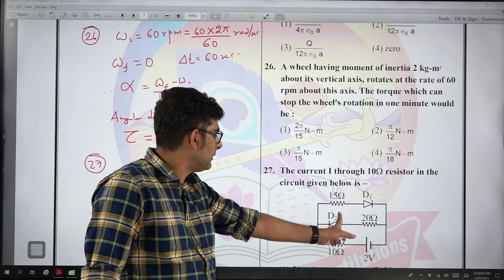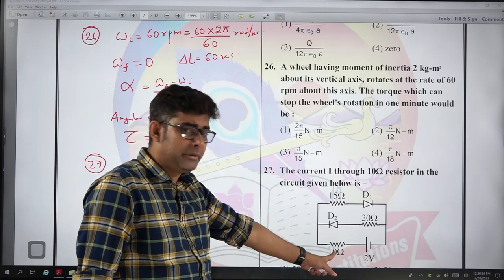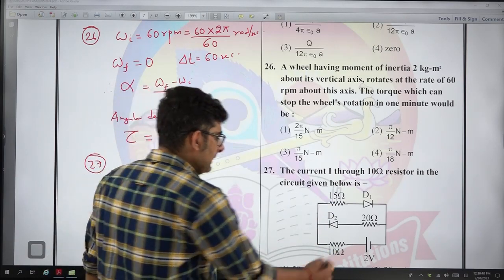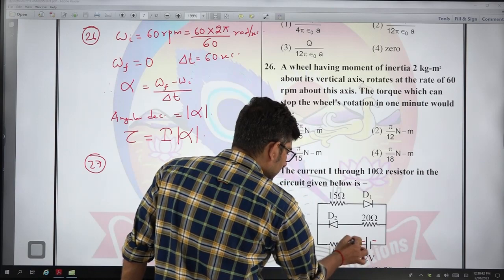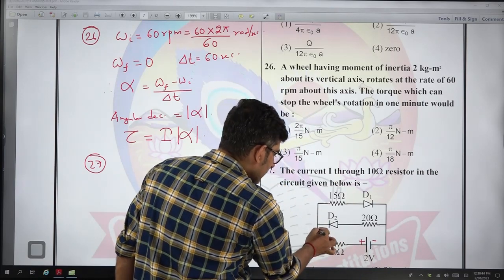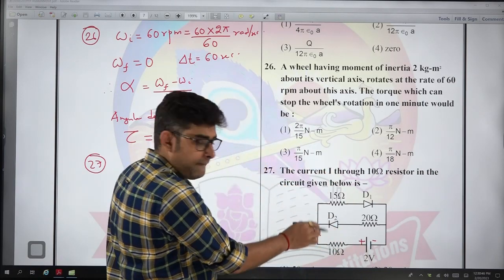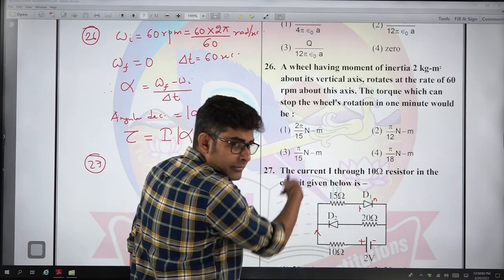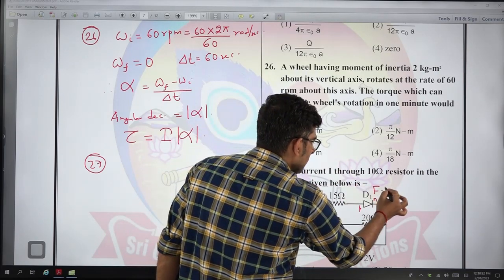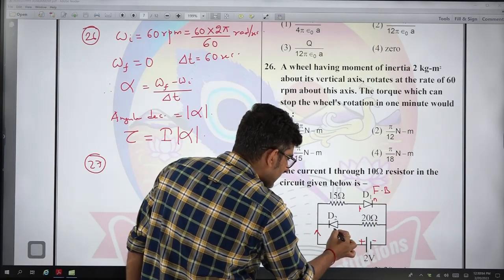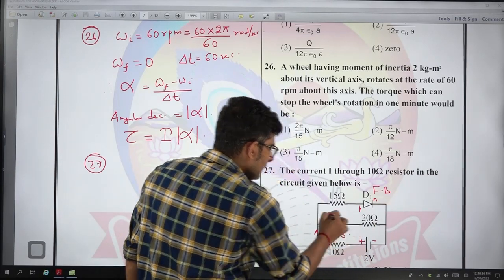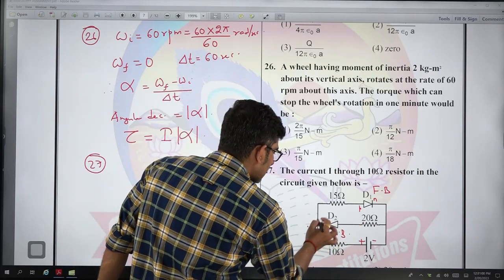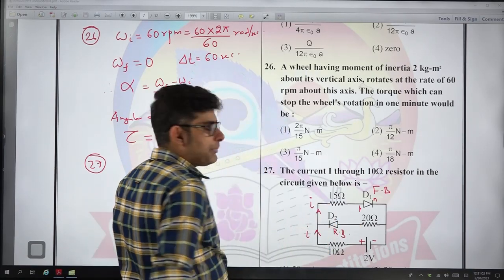Current I through 10 ohm resistor. What will be the current? Can you see two diodes here and see the polarity? Just see the sense of sending current. So it will try to send the current like this. So this is P and this is N. It is sending current in the same sense, so this will become forward biased, and this is opposing the sense. It will become reverse biased. So no current in this part. Entire current will flow in the upper only.